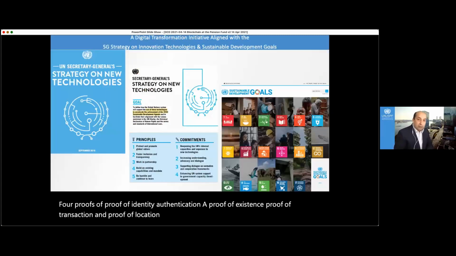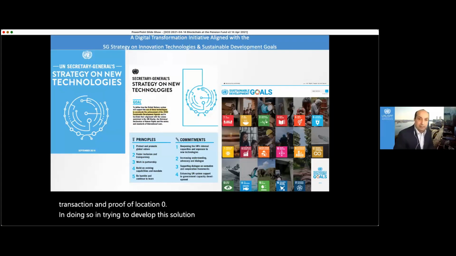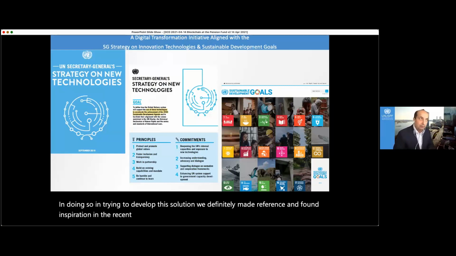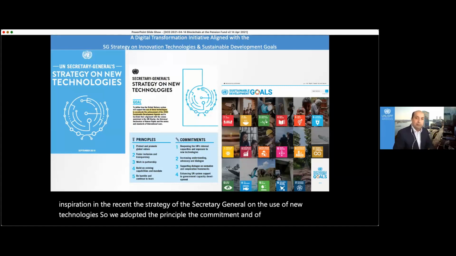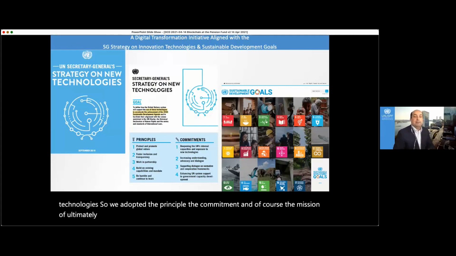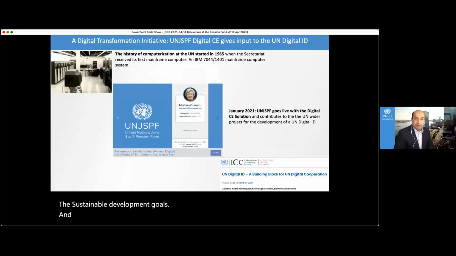In trying to develop this solution, we definitely made reference to and found inspiration in the recent strategy of the Secretary General on the use of new technologies. So we adopted the principle, the commitment, and of course the mission of ultimately creating something that will be of benefit to the broader population vis-a-vis the Sustainable Development Goals. This also represented a milestone in the history of IT adoption within the UN in general, but specifically in the UN Secretariat.